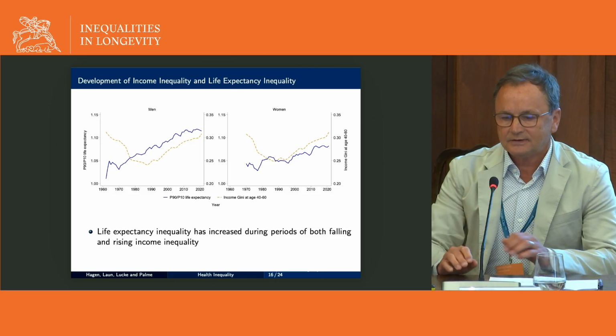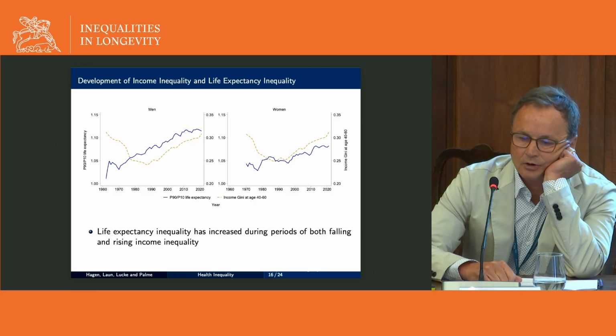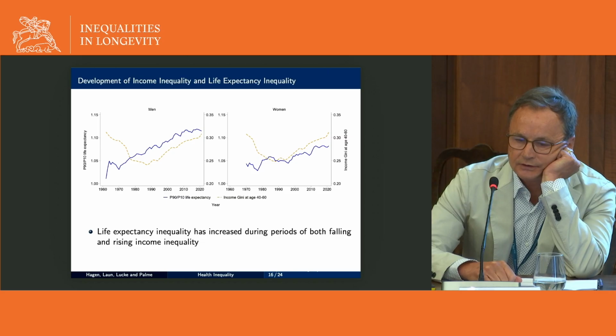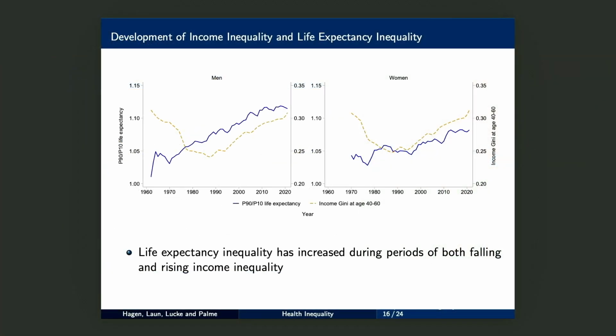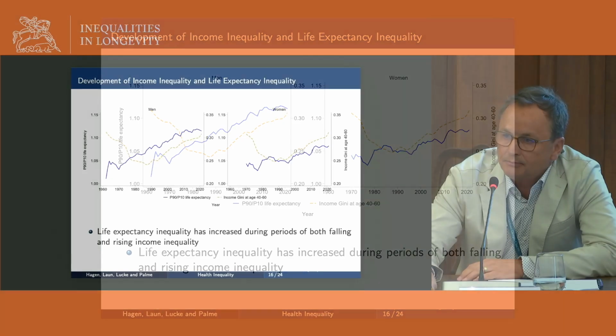So here is a measure of health inequality. It's the ratio in life expectancy between the 90th and the 10th percentile. That's the blue curve here, and the dashed line is the evolution of the Gini coefficient in household income. You can see that for health inequalities, it's a continuous increase throughout the entire period.